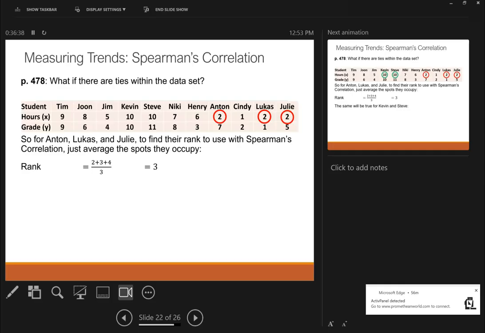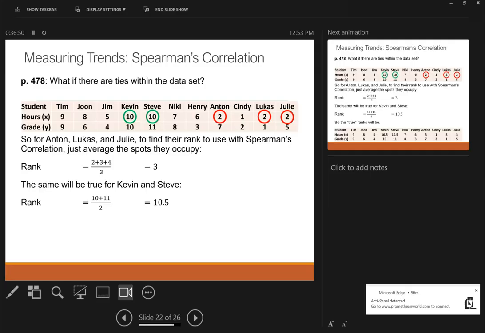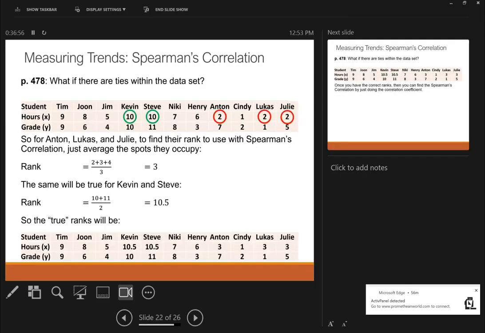And divide by 3. So they are going to get rank 3. I'm going to do the same thing with Kevin and Steve, who are occupying places 10 and 11. I will add up 10 and 11 and divide by 2. And the rank they'll get is 10.5. So this at the bottom is the rank data that I'm going to calculate my R value with.